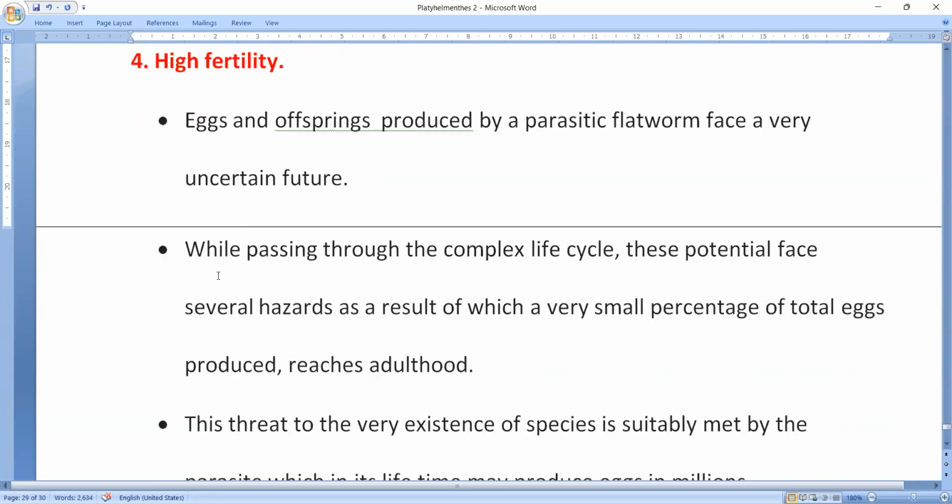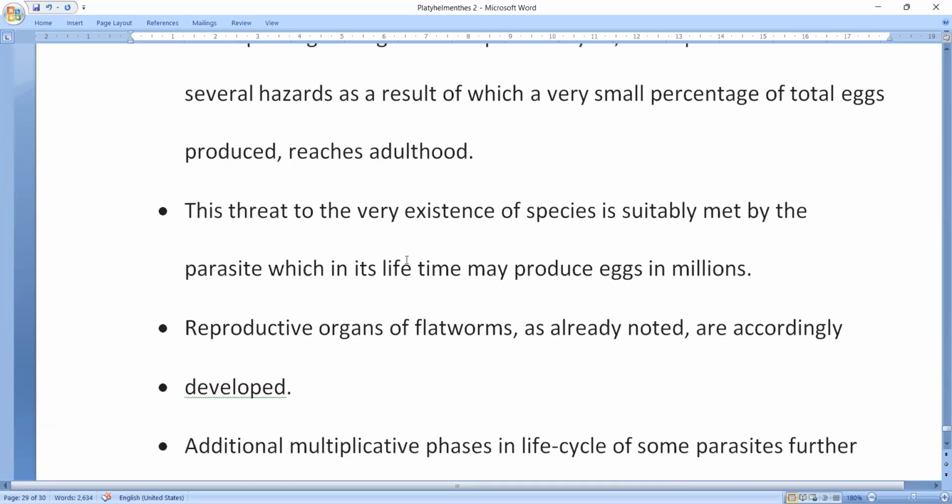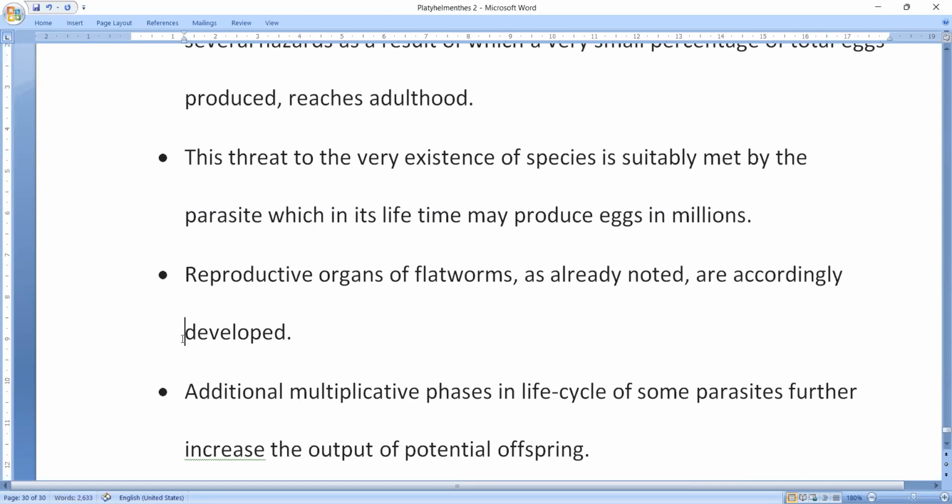And we know the parasites exhibit a high fertility rate. They produce numerous sperms and numerous eggs. There is very little survival rate, so that's why thousands of millions of eggs and sperms are produced. At least one or two can survive, and the next generation is continued. So a highly developed reproductive system is present. They produce eggs in millions.